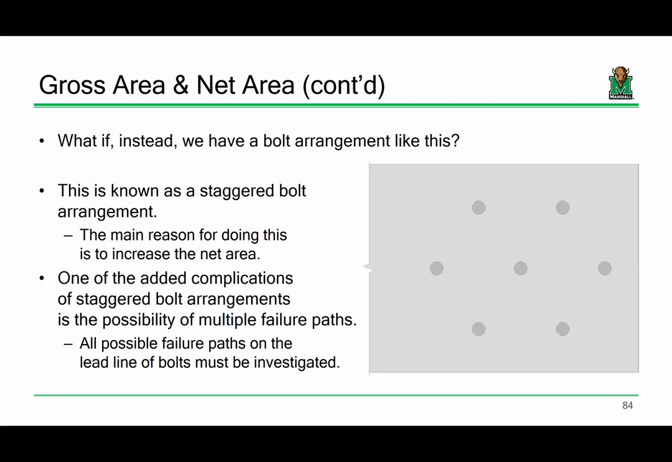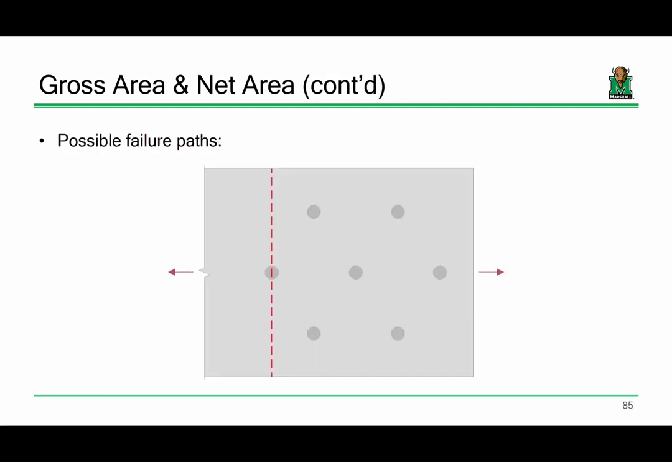Now, one of the complications is that you have multiple failure paths that need to be investigated. Now, all these paths have to be investigated on what's called the lead line. Okay, and I'm going to explain what the lead line is here in a second. So first off, what do I mean by possible failure paths? Well, if I'm yanking on a section, this might be a possible failure path. That might be a possible failure path. That might be a possible failure path. So first off, how do you identify possible failure paths, and how do you account for them appropriately?